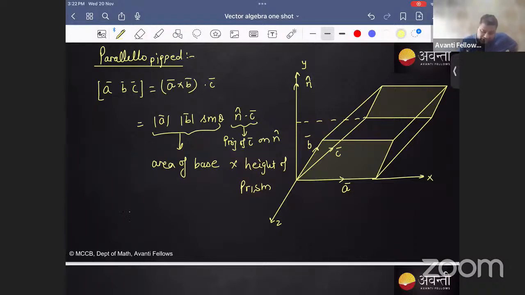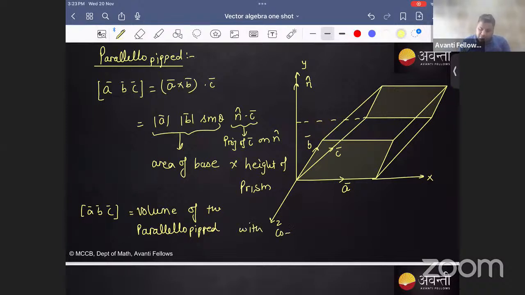So that means this box ABC is what? It is the volume of the parallelepiped with coterminous edges along A, B and C. Am I clear?